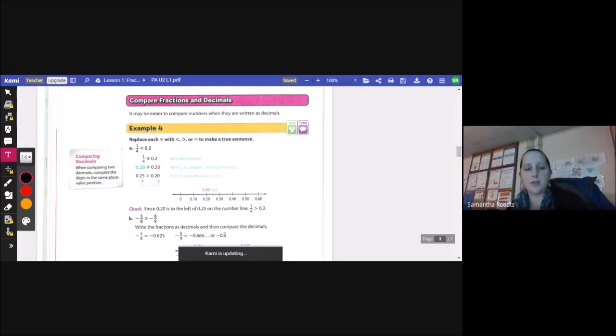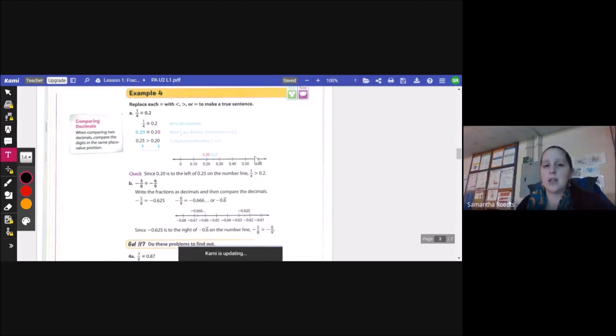Compare fractions and decimals. It may be easier to compare numbers when they are written as decimals. So for example 4, we're going to replace each circle with less than, greater than, or equal to make a true sentence. So I have 1/4 and 0.2. I recommend changing any fraction to a decimal before you're comparing them because it's easier to see the numbers when they're in decimal form to compare them.